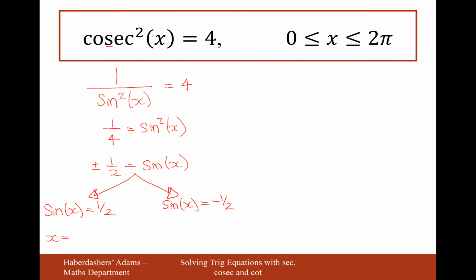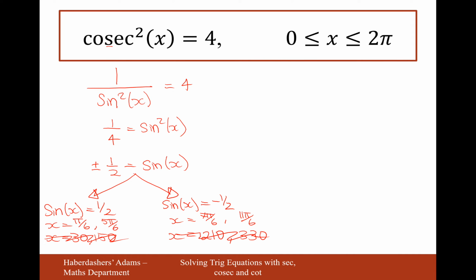So in the first half we're going to get 30 and 150, and in the second half we're going to get 210 and 330. And I'll just check that last one just to make double sure. Oh, sorry, I've done it in degrees mode, haven't I, silly me? So in this question it's going to be x equals pi by 6. It's going to be 5 pi by 6. x is equal to 7 pi by 6, and the last one will be 11 pi by 6.